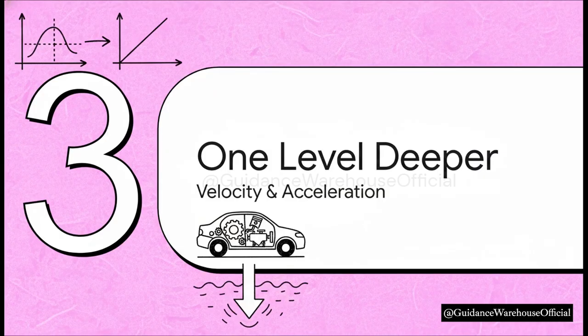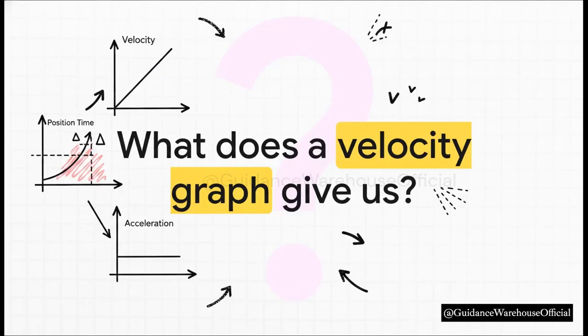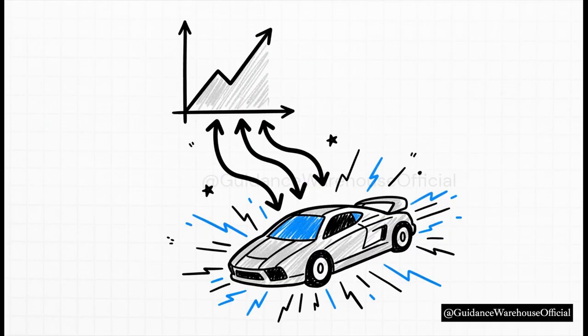Section 3. Moving one level deeper, velocity and acceleration. Okay, quick check for you to lock this in. Let's see if you can spot the pattern. If taking the slope of a position versus time graph gives us velocity, what do you think taking the slope of a velocity versus time graph gives us? If you guessed acceleration, you are absolutely right. The slope of a velocity versus time graph is acceleration.